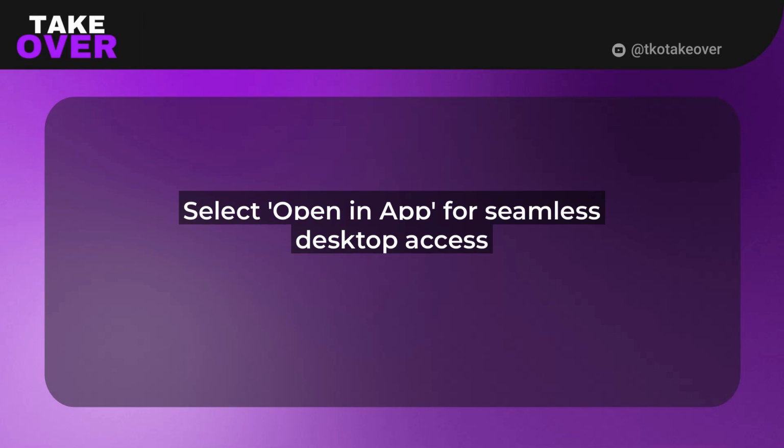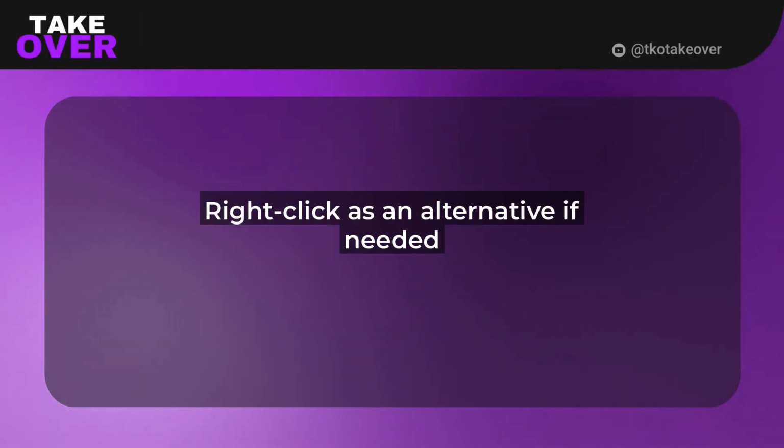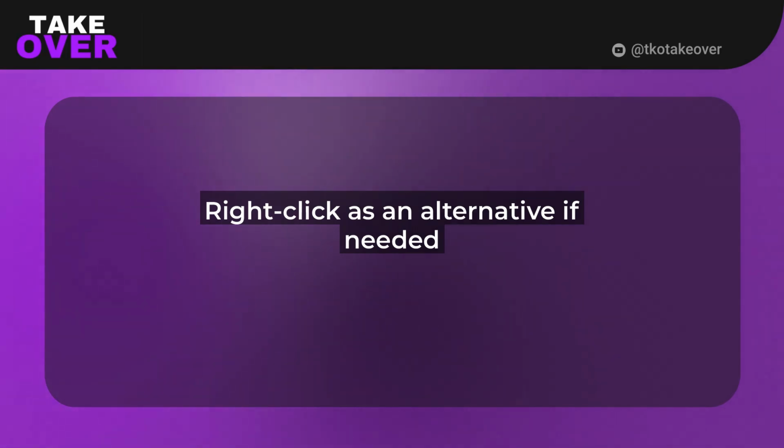If you don't see Open in App, don't worry. Right-click the file instead and choose Open with Explorer, or directly select the app from the list. This works great for Office files.